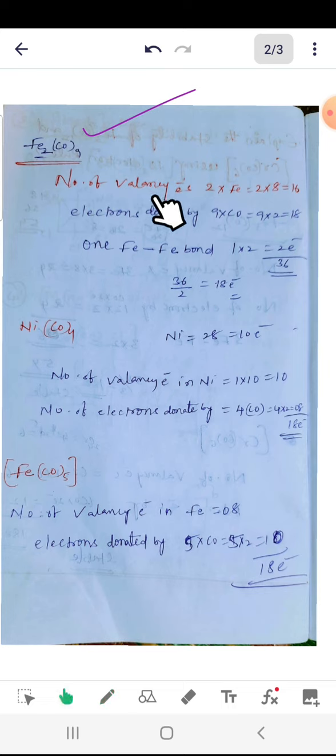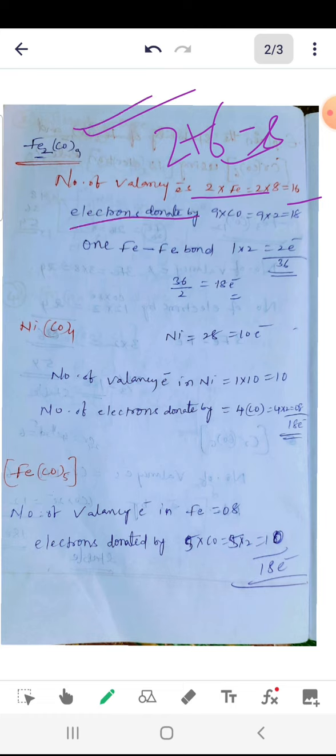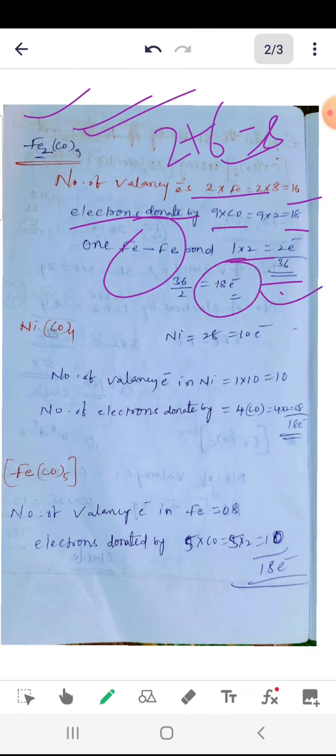The number of valence electrons in iron, atomic number 26, is 2 plus 8, that is 8 electrons. 2 irons means 2 into 8, 16 electrons. Electrons donated by the ligand: 9 CO means 18 electrons. For 2 metals there is 1 bond, 2 electrons required. Adding, total 36. 36 divided by the total number of metal atoms, 2, so you will get 18 electrons.